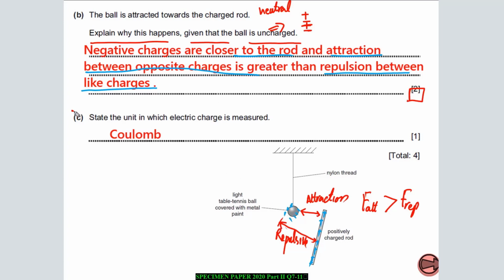So the next question is very simple one, it is simply asking you to state the unit. Electric charge has this unit coulombs, and often we write down capital C because this is after name of scientist. So this is how we can answer this question.